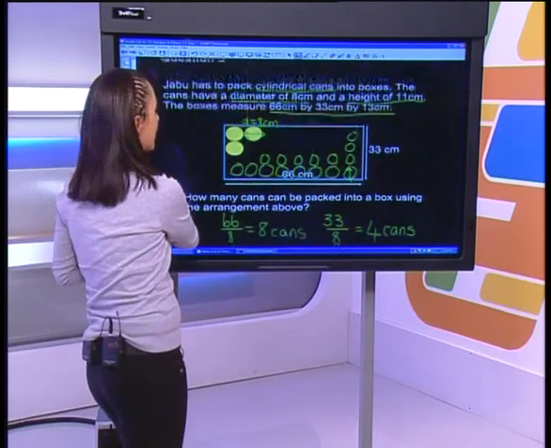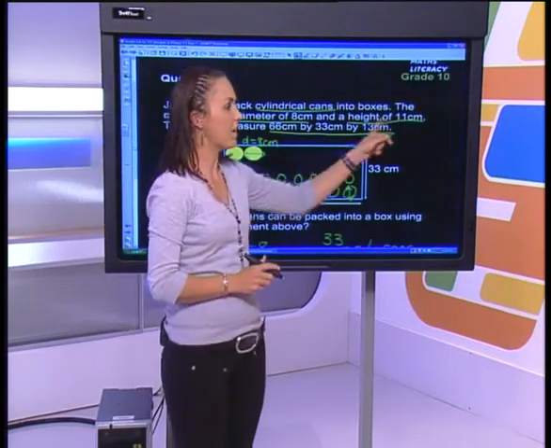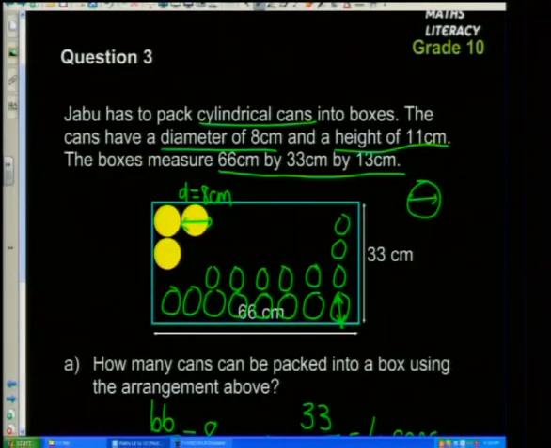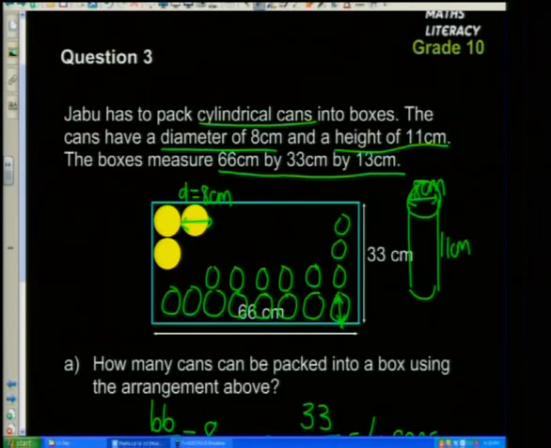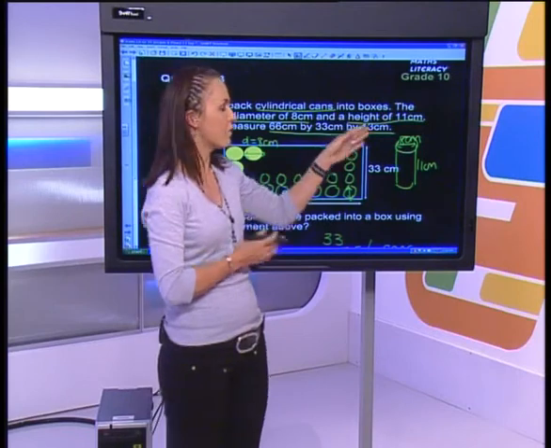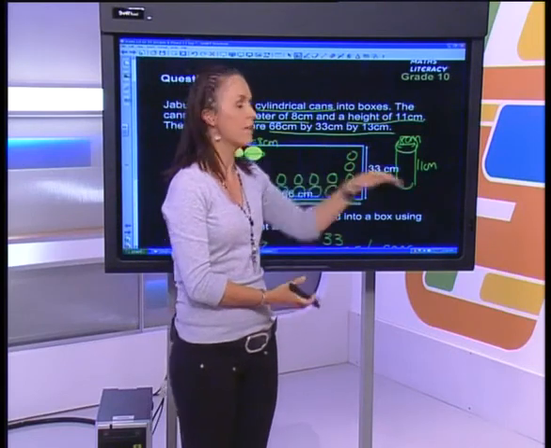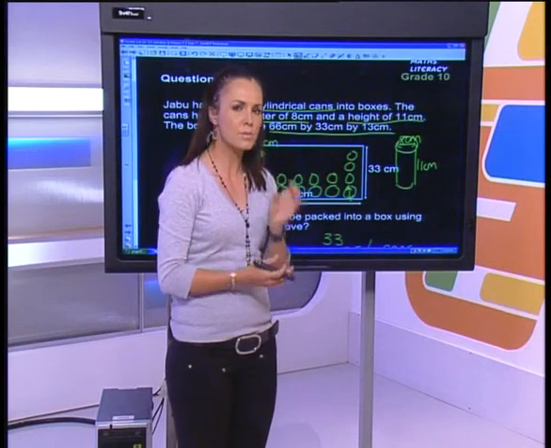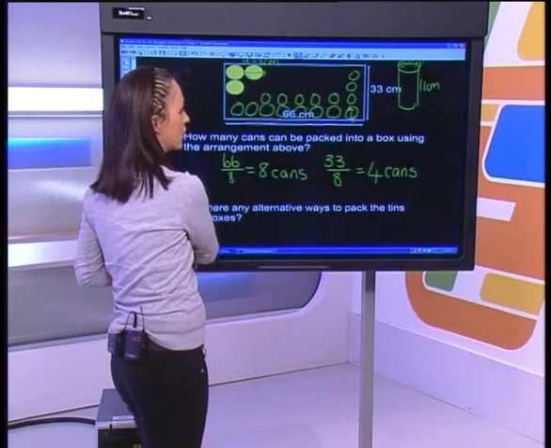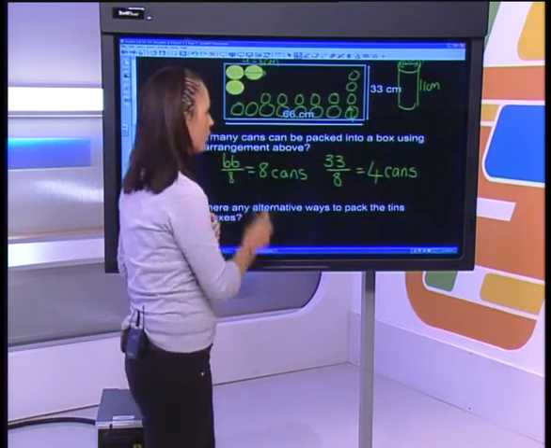Okay. So in that situation, you need to be looking at the height of your cylinder. Just drawing a quick sketch, we know that that distance over there is obviously going to be 8 centimeters. And the height of this can is 11 centimeters because they told us that in the question. The height of the box is 13 centimeters. So I shouldn't have to do a calculation. Visualizing, if the box is 13 centimeters deep and the can is 11 centimeters deep, there's no way I'm going to be able to put 2 cans on top of each other because they're going to stick out of the box. So in this situation, we're just going to have 1 layer of cans within this box.